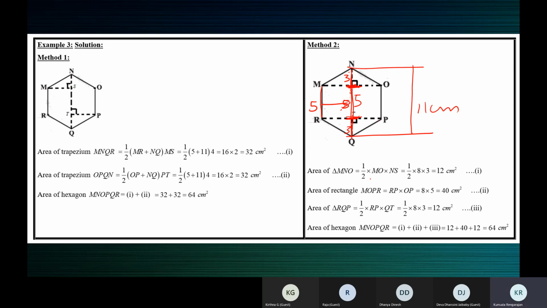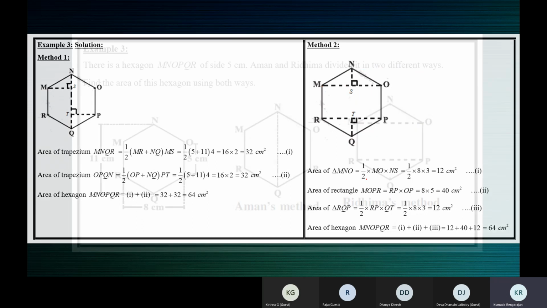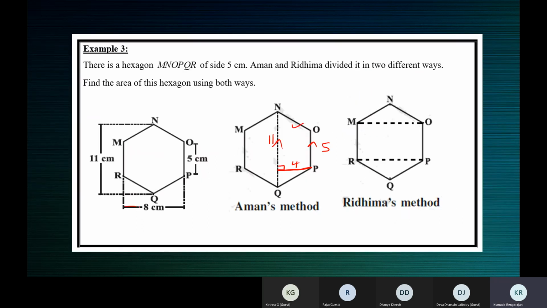So half base into height, half into base MO into height NS. Height NS is 3. Base MO is given as 8. This full thing is 8, children, because from here to here, this one is 8. The base of the triangle is 8 centimeters, and the height is 3 centimeters. Is it clear?